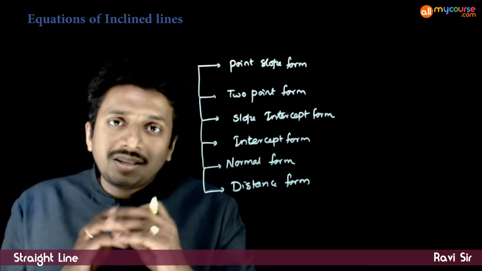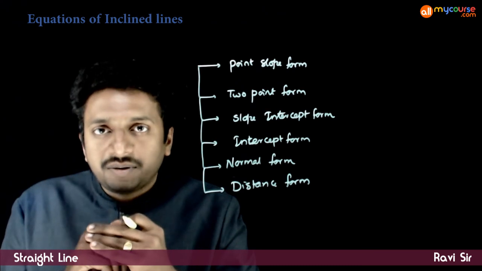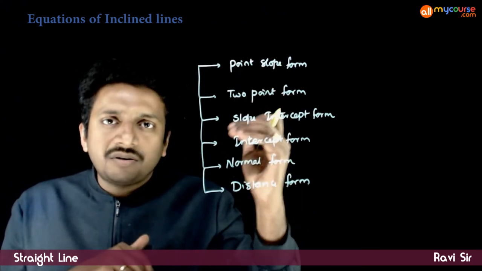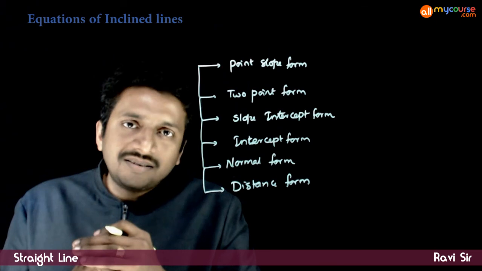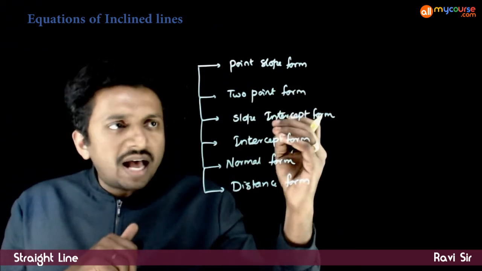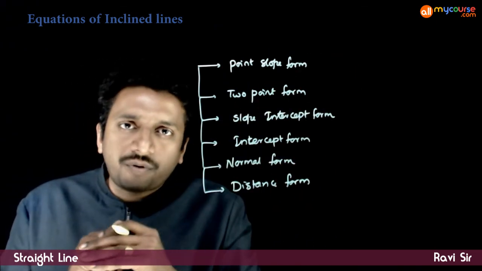which depend on the type of information that is given. So let us look at each form separately and see which type of information is required for each form of the line.